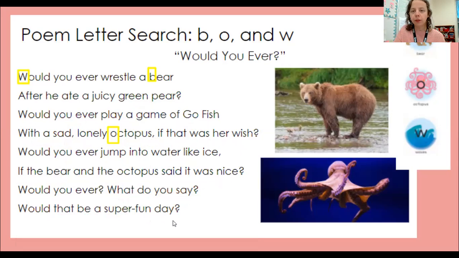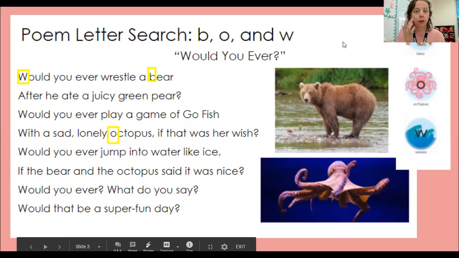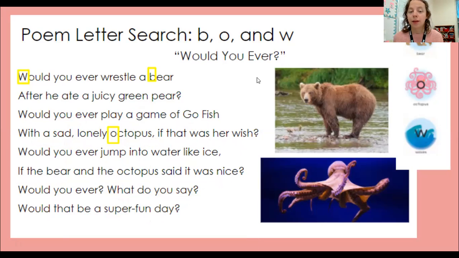Okay, so that's the poem. Would you ever? And we've been talking about the letters B as in bear, O as in octopus, and W as in waves. Okay, so those are the letters, and we see where they are in our poem. Would, bear, octopus. Okay?